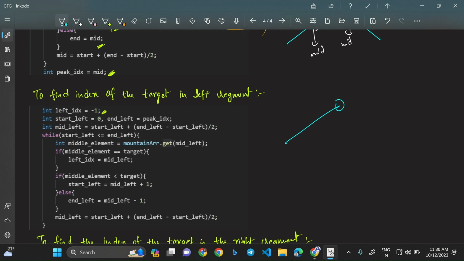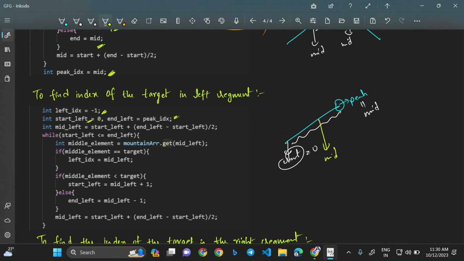So now we are searching in this peak. This is the peak element, and this is the start. So now we are searching in this segment. So this is the start, that is equal to 0, and this is the mid. So now we will be searching in this segment. So that is the reason start left equals 0, end left equals peak index, and mid left is equal to the midpoint. This is how we'll be doing the binary search, right? So this is where we'll be starting now.